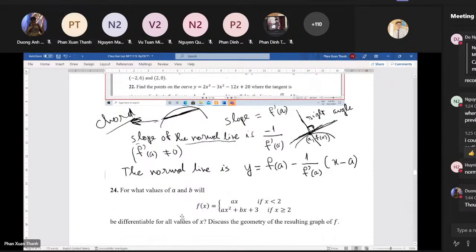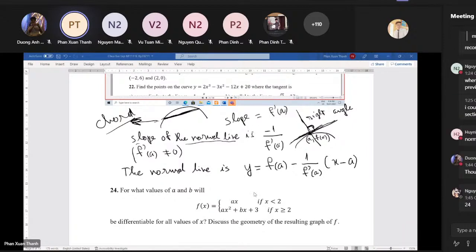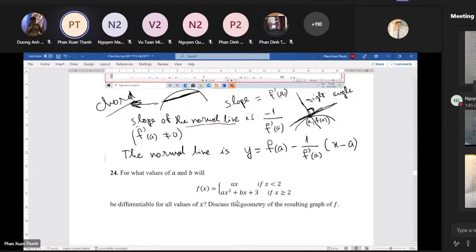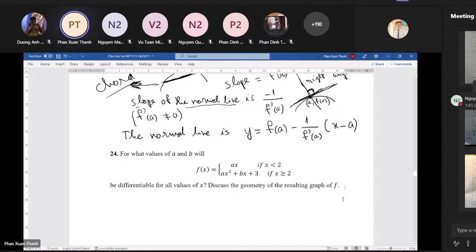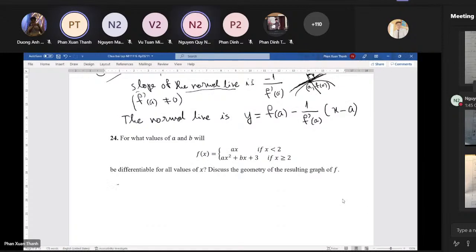So we have here the definition of what is differentiable. What is differentiable? A function f is said to be differentiable at the point when we have... okay, let me check here. What does it mean differentiable? Có đạo hàm. F is differentiable, khả vi. F is differentiable.